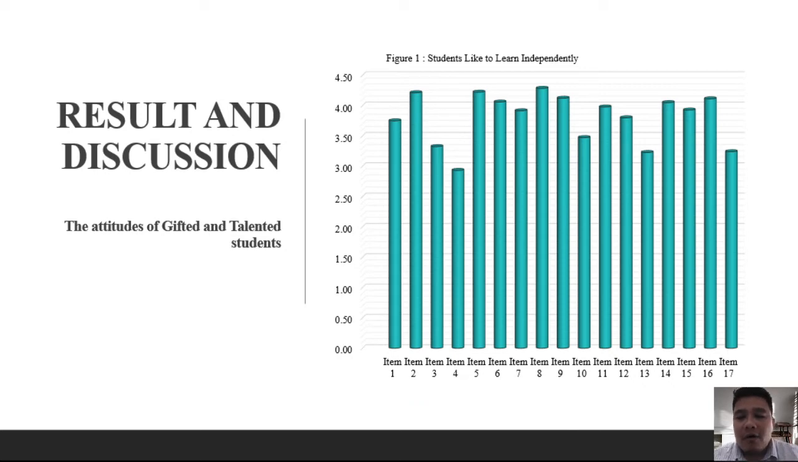We can see here all of these items show that the scale is more than 3. That means that all of these items reflect a good attitude of this student toward the efficiency of differentiated instruction that has been done by the teacher in the class. They are very interested in what the teacher is doing in the class by giving them the chance to learn independently. So this is the first attitude. They like to learn independently.